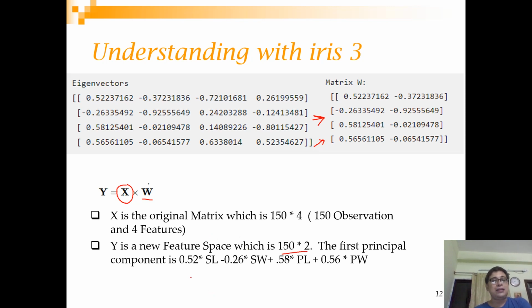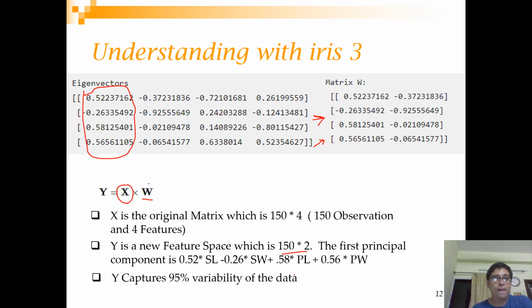And now look at the linear combination. When you look at this first eigenvector, this is your first principal component, which is nothing but 0.52 times sepal length minus 0.26 times sepal width plus 0.5 times petal length plus 0.56 times petal width. So this is your linear combination, which is your first principal component. And you can see that it captures not 95%, actually more than 95% variability of the data. So your dimension is reduced by 50% and still you hold 95 or 96% variability of the data.